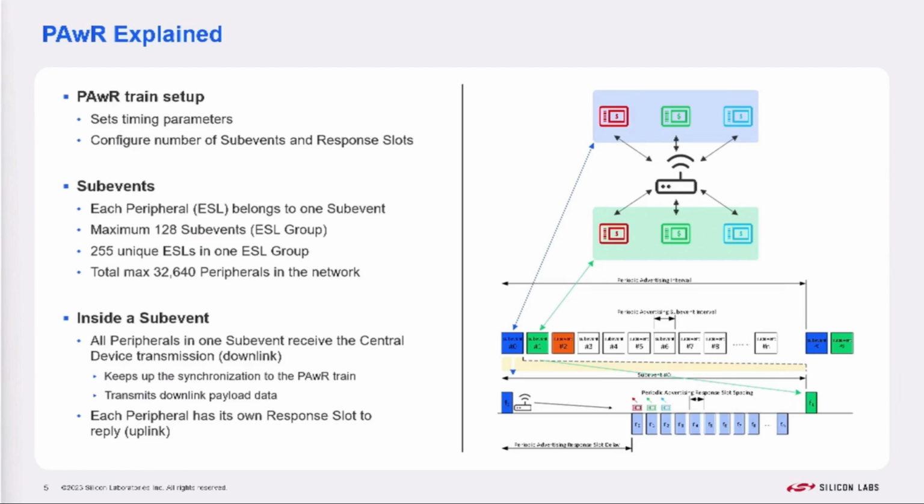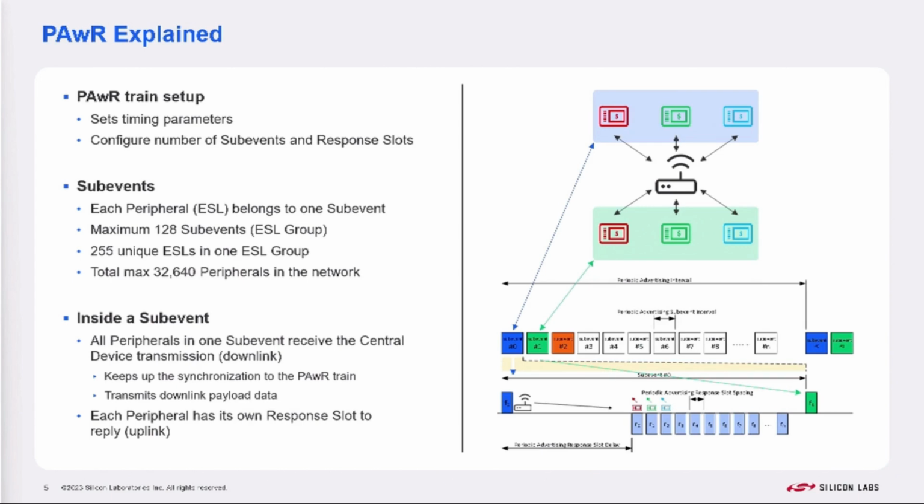The fundamental timing is actually the periodic advertisement interval. Now it's just called a periodic advertisement interval. Inside of that interval, you can define the sub-events. There can be up to 128 sub-events.